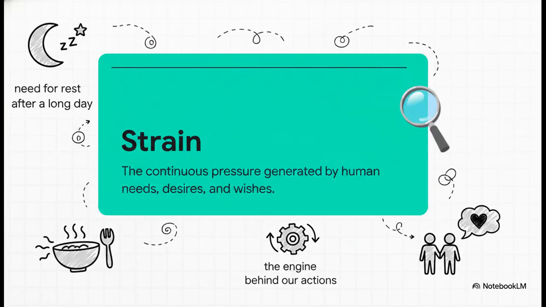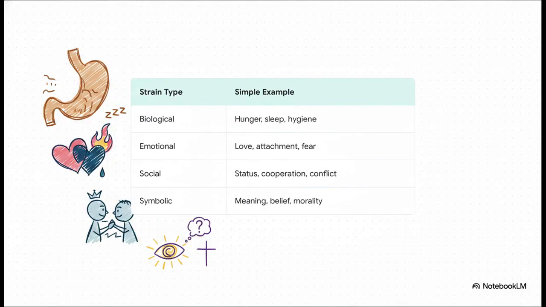Okay, so what is this strain thing exactly? To put it simply, strain is the constant pressure that comes from all of our human needs and our desires. Just think about it. It's the hunger you feel, the need for sleep, that desire to connect with other people. It's basically the why behind everything we do and everything we build. Now, this pressure isn't just one simple thing. It actually comes in four main flavors.